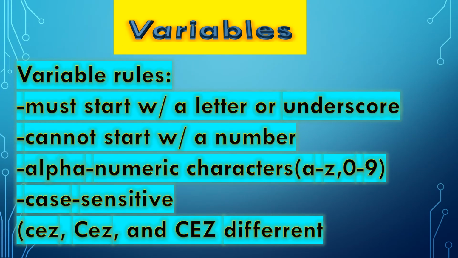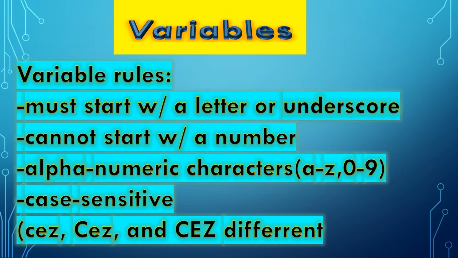Variable names are case sensitive and can use any letter, number, and the underscore character. However, they cannot start with a number, take note. Variables are containers for storing data values. Unlike other programming languages, Python has no command for declaring a variable, as I was saying earlier. A variable is created the moment you first assign a value to it.